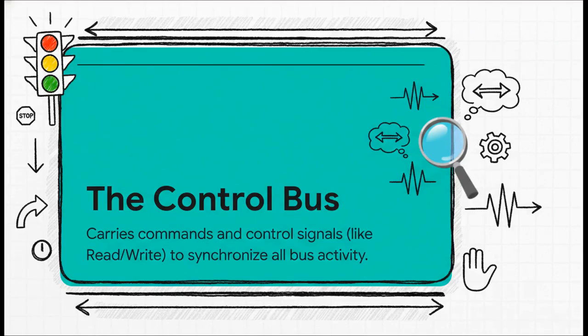Now, this lane isn't carrying data or addresses. Nope, its job is to carry the traffic signals and commands. It's the highway's traffic controller, sending out signals like read from memory now or write to memory now to make sure everybody is working together and nobody crashes.